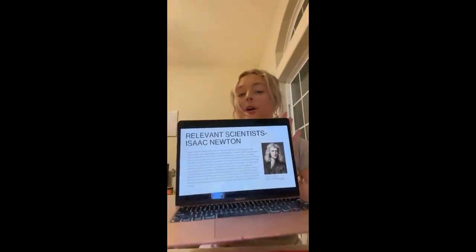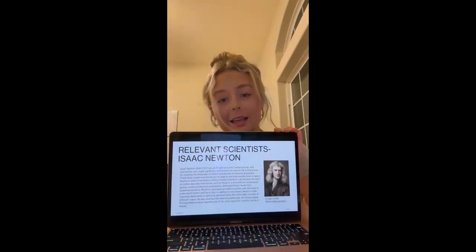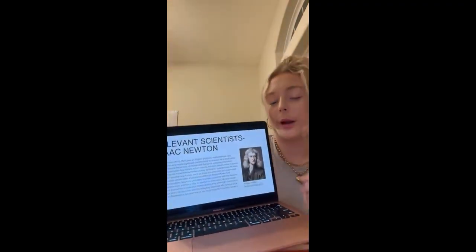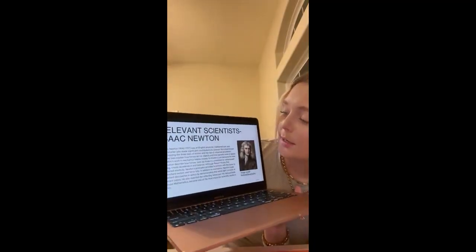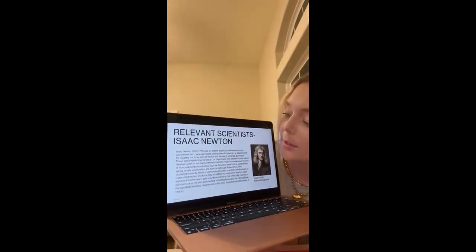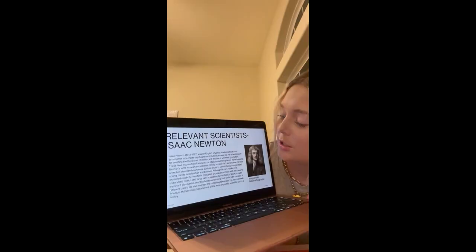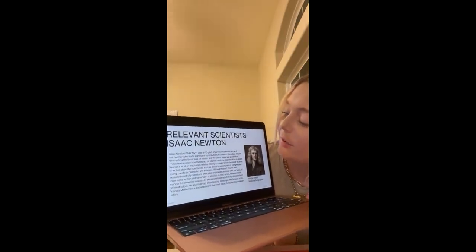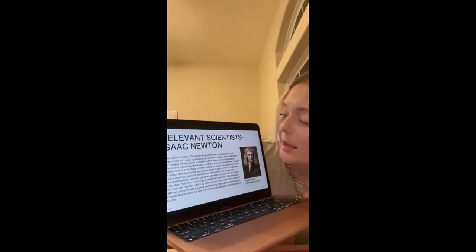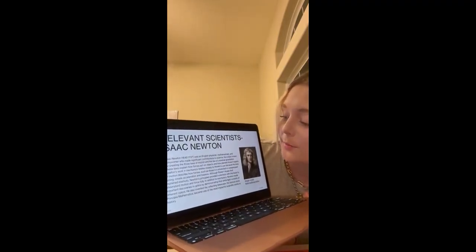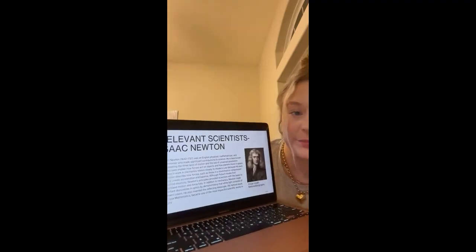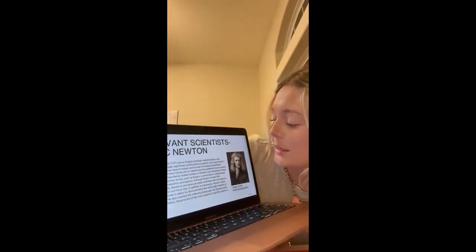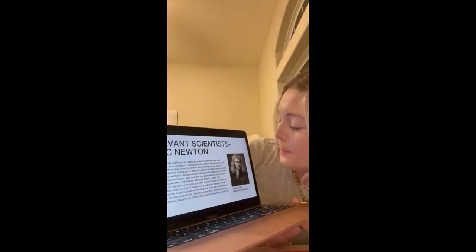So I'm going to be talking about one of the relevant scientists I chose, and it's Isaac Newton. This is a picture of him right here. Isaac Newton was born in 1642 and passed away in 1727. He was an English physicist, mathematician, and astronomer who made significant contributions to science. He is best known for creating the three laws of motion and the law of universal gravitation. These laws explain how forces act on objects and how planets move in space.